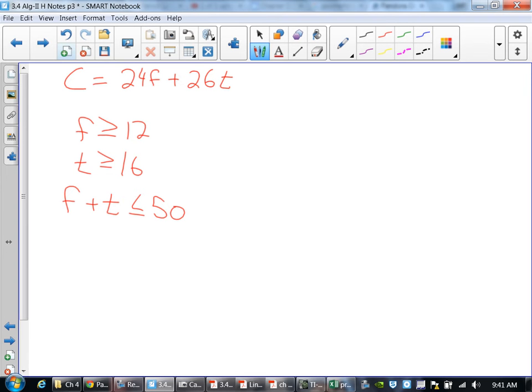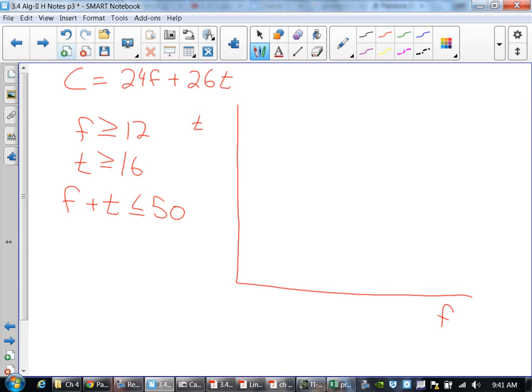All right. So we go ahead and plot them out. Just a little foreshadow: you're going to have x and y intercepts of 50, and then you're also going to have intercepts of 12 and 16. Why is it going towards the 50? Because it can't carry more than 50.